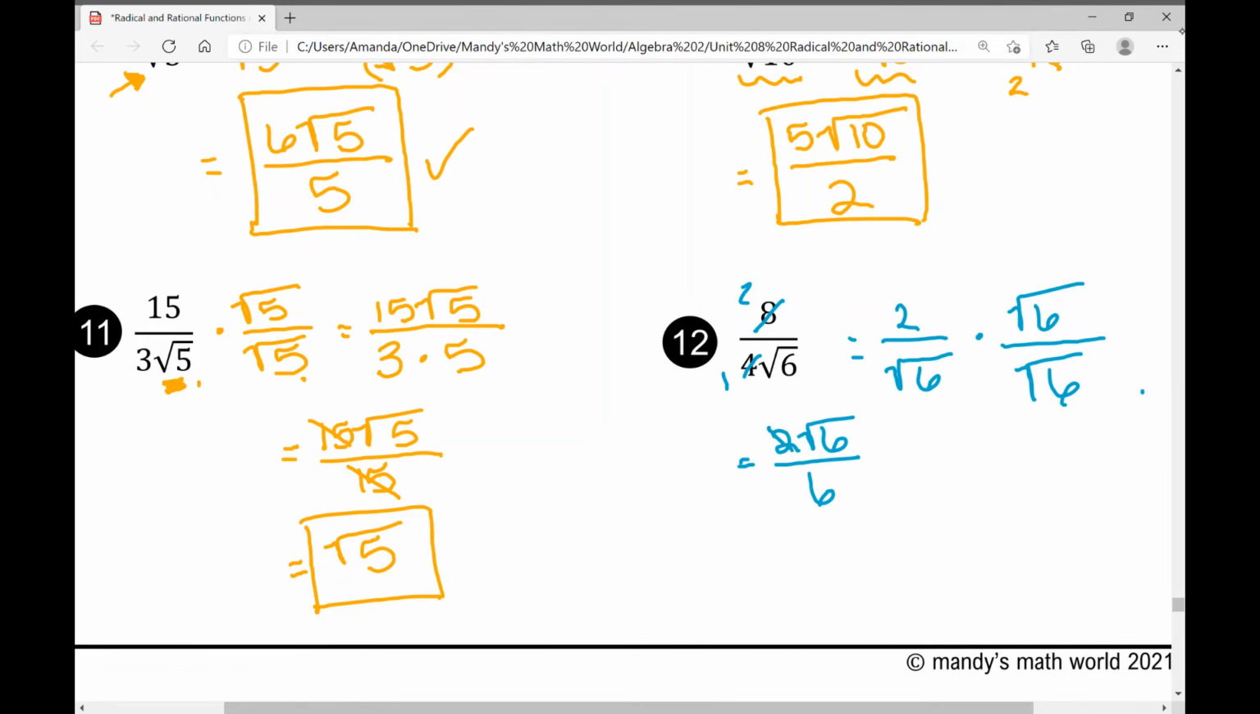2 over 6, that's just a fraction, right? How can I simplify that? Divide by 2. I get 1 over 3. So I can rewrite this as the square root of 6 over 3, and that's my answer. And you would have gotten that if you just didn't simplify 8 over 4 first, right? If you just multiplied by the square root of 6 and you did all that, you could simplify it at the very end and you would get the same answer.